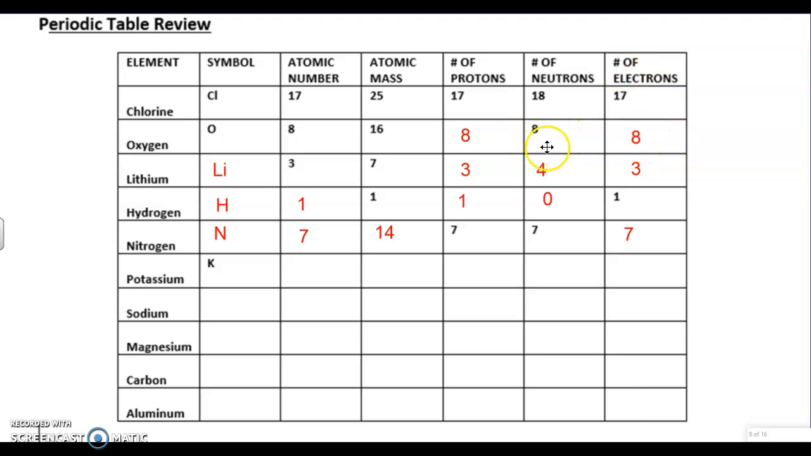The neutrons are given, but to calculate neutrons, it's just a matter of subtracting the mass, taking out the protons, and you're left with the remaining neutrons in the nucleus.